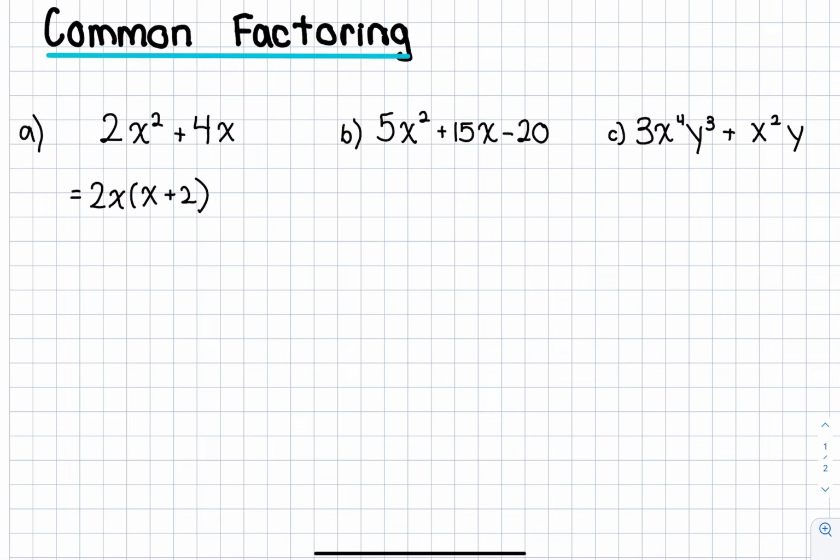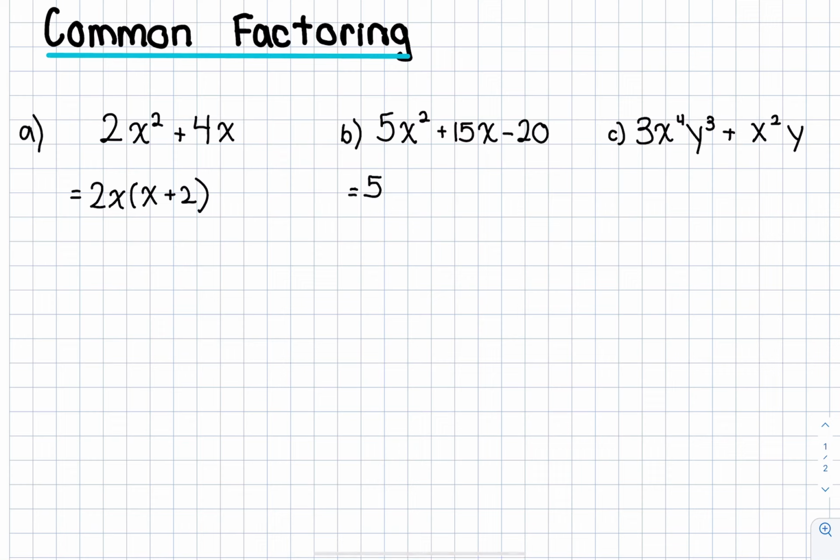Same idea with B. So we're going to take a look at what numbers we have. We see we have 5, 15, and negative 20. And then we have x squared, x, and no x. Since we don't have an x in all the terms, we're not going to be able to pull that out. Instead, we're going to look at the numbers, and then you might notice that we could pull out a 5 because 5 goes into itself once, 15 three times, and 20 four times.